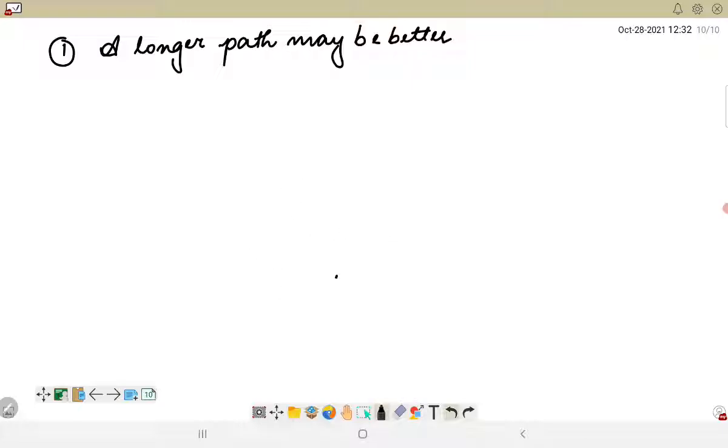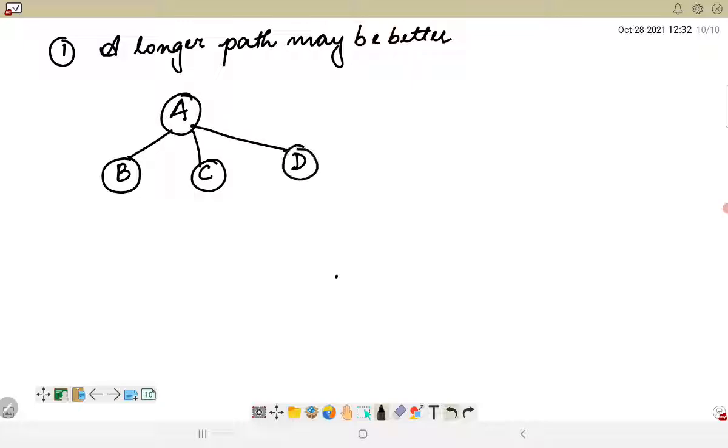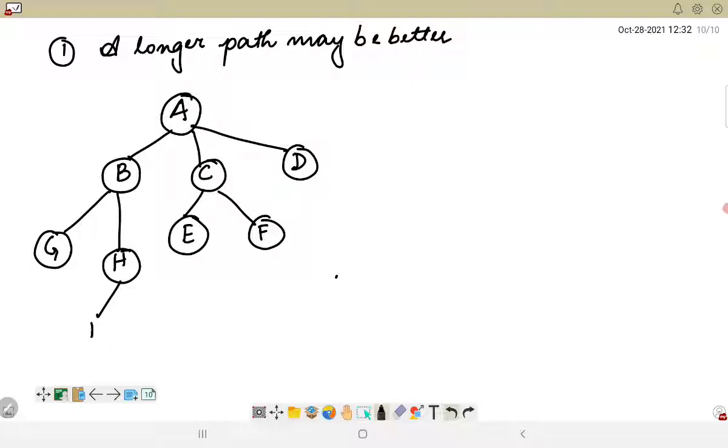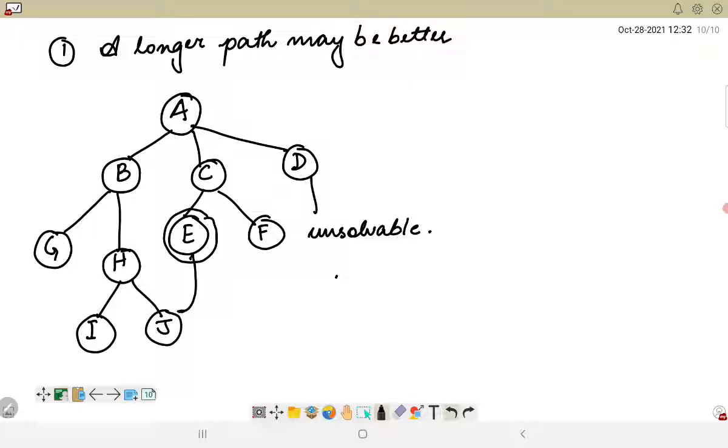Now suppose I have a situation something like this: A, B, then I have C, then let's say I have D, and I have E, and I have F, then let's say G, then H, again I have I and J. E is connected to J, and D is marked as unsolvable. Now suppose we need to reach E. So let us consider E as the point where we need to reach from A.